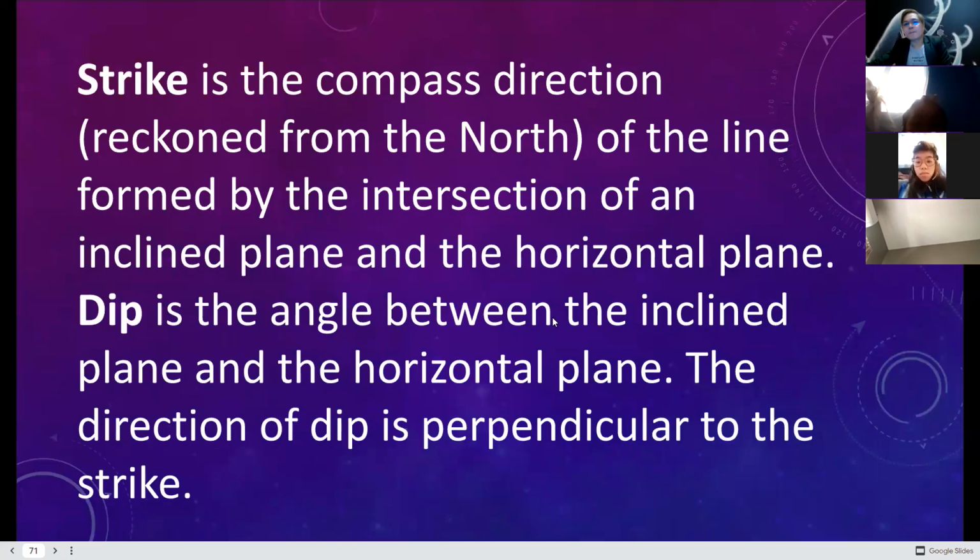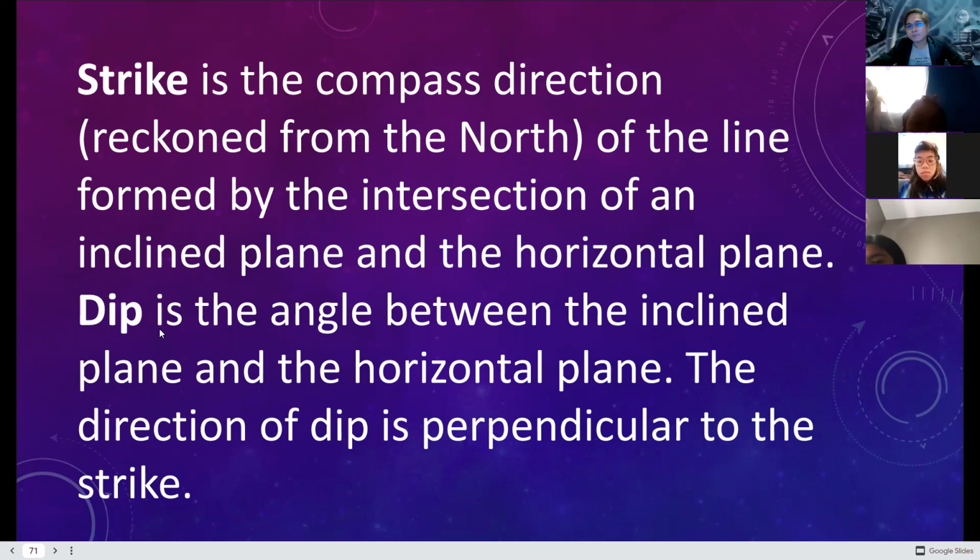Strike, okay? These are the basics, right? Strike is the compass direction, reckoned from the north, of the line formed by the intersection of the inclined plane and the horizontal plane. Strike.